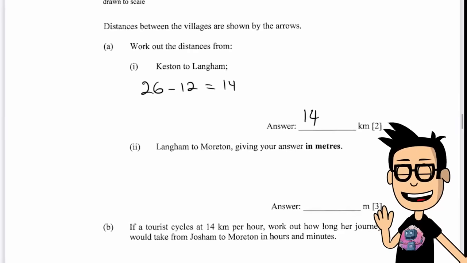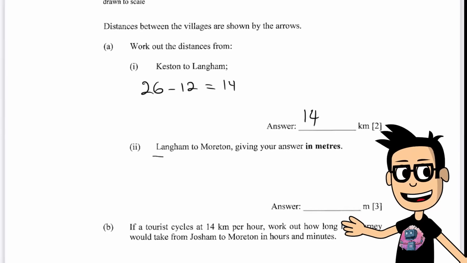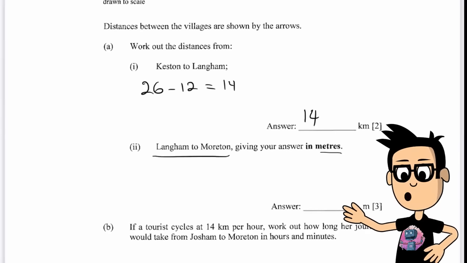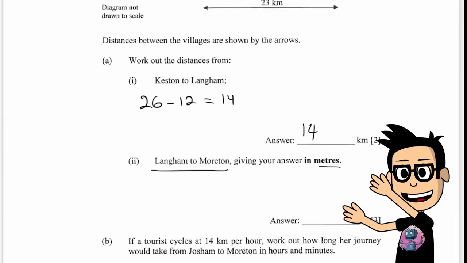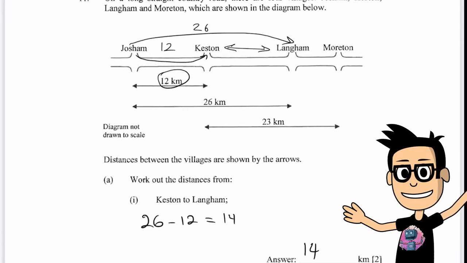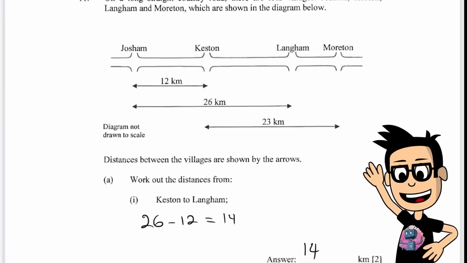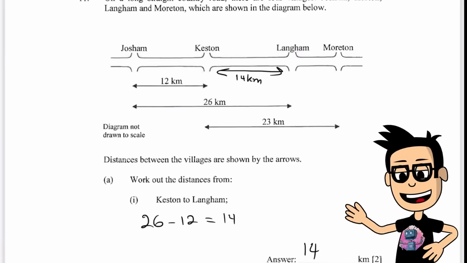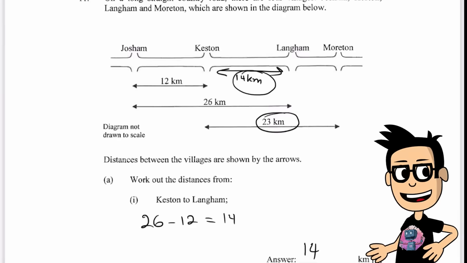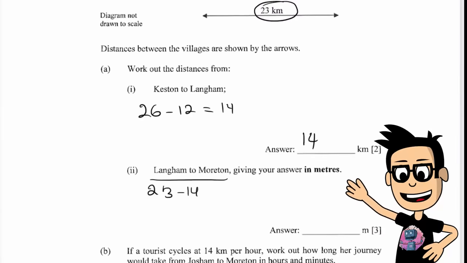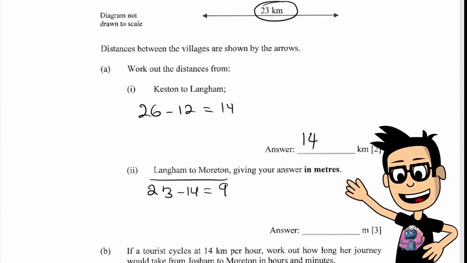And then part I. Langham to Moreton, giving your answers in meters. So now we were working in kilometers before, and now they want us to give the answer in meters. So that's Langham to Moreton. So again, as we know, Keston to Langham is 14. Let's label that. And we now know that Keston to Moreton is 23. So once again, we need to subtract 14 from 23. 23 minus 14 equals 9.